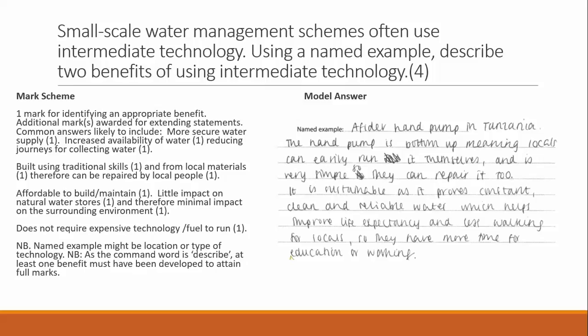And a lot of you came up with 1 benefit and then developed that in quite a lot of detail, and as a consequence got 3. But because you didn't come up with 2, you couldn't possibly get 4 marks in your answer.